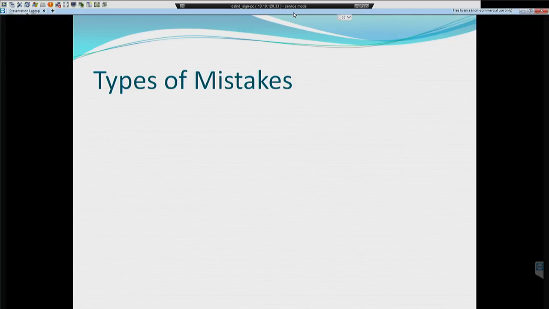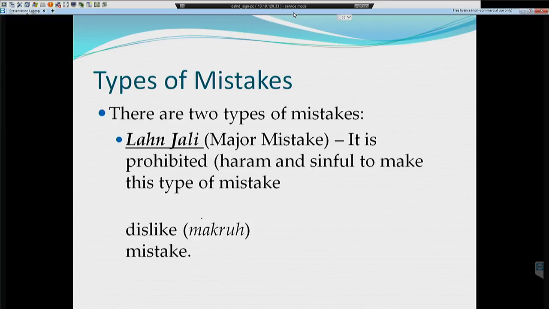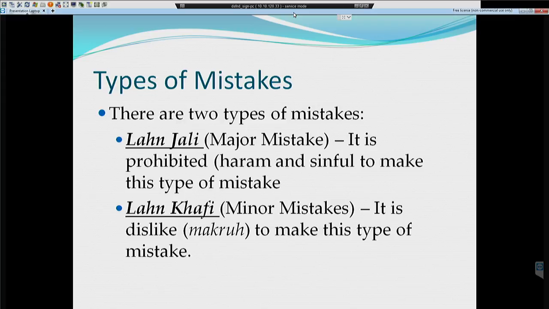Now, before we begin the makharij, there are 2 types of mistakes that we need to go over, the types of mistakes that one can make when reading the Quran. They're divided into 2. So for those who are taking note, the first mistake is called lahn jali, lahnun jaliyun, which is considered a major mistake. And if there's a major mistake, then there has to be a minor mistake, which is called lahnun khafiyun, lahn khafi. Lahn jali is prohibited, it's haram to make, and it's sinful to make this type of mistake. And it should be corrected as soon as possible.